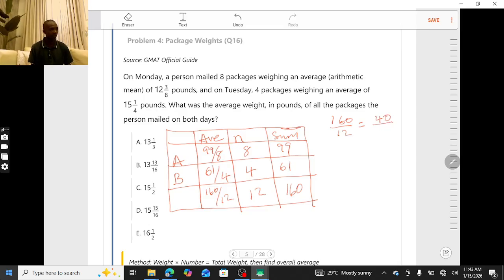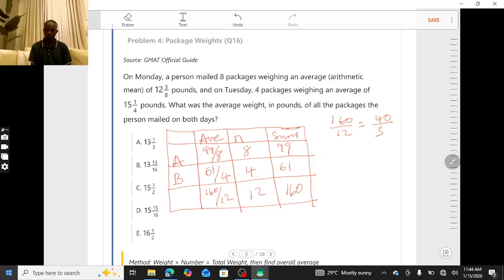Divide 160 over 12. Okay. We want to make it a little easier for us, dividing both sides by 4. 4 can divide 160 and divide 12. 12 divided by 4 is 3.